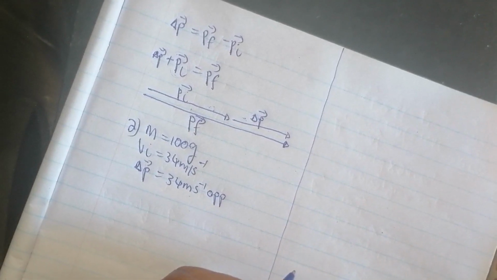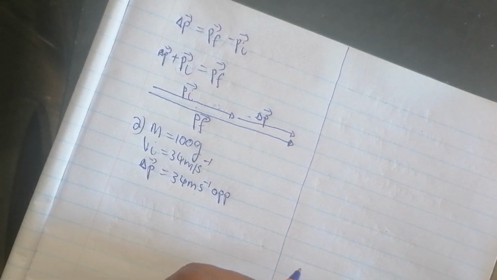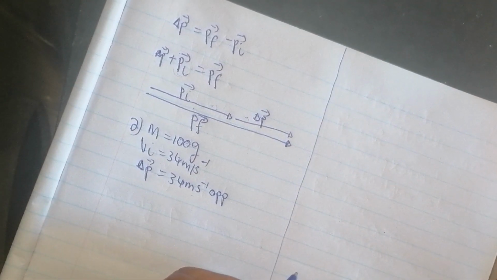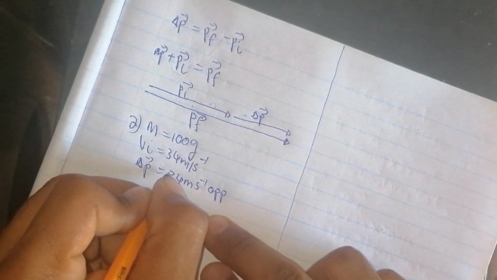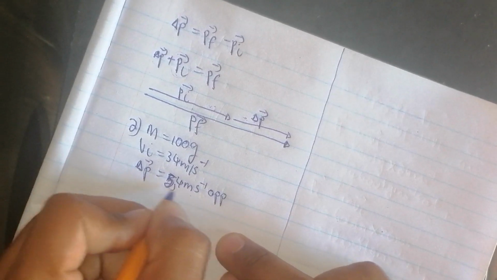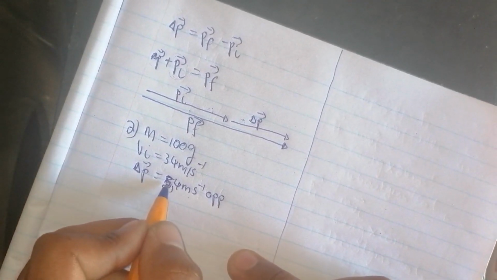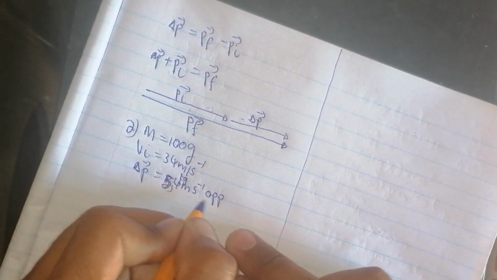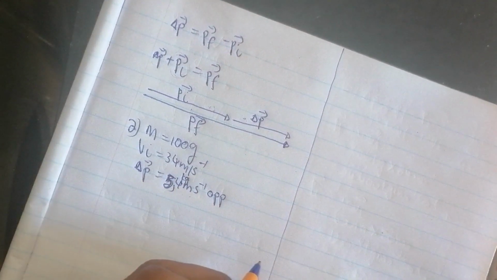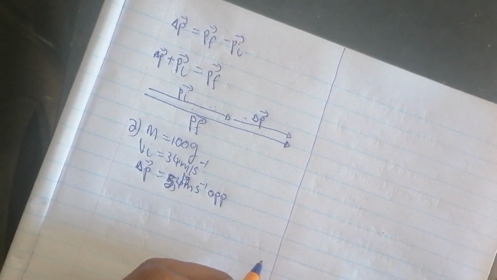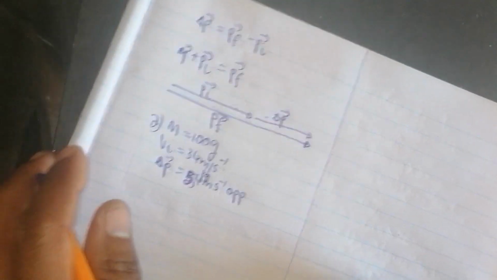So okay, let me check. The ball approaches the bat with a constant velocity of 34. Okay, that is fine. Sorry, this is 5.4. The change in momentum is 5.4 kilogram meters per second in the opposite direction. I'm very sorry for that. Right, draw a vector diagram to show the initial momentum and the change in momentum of the ball.